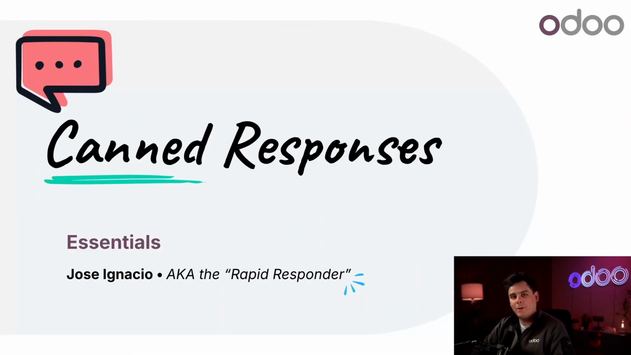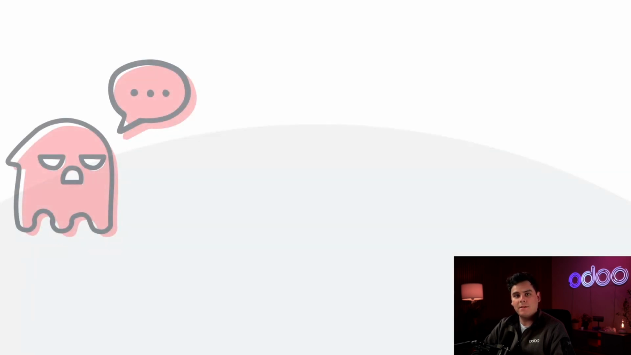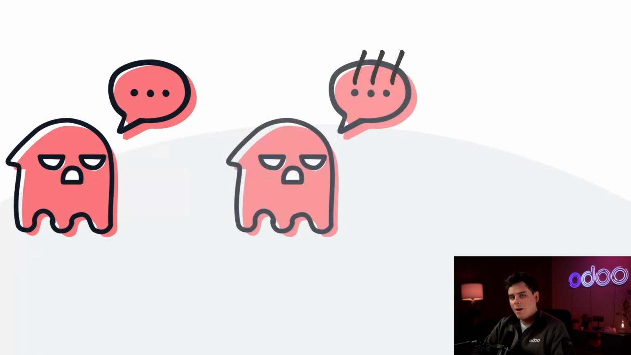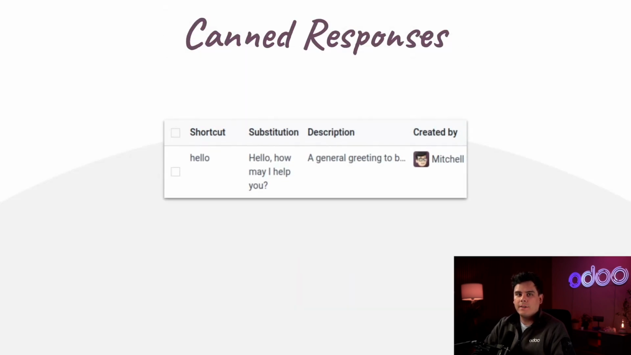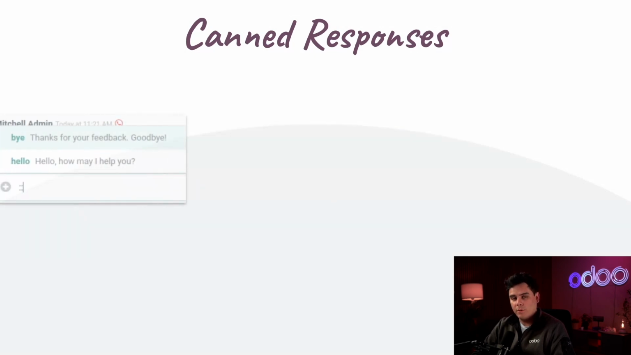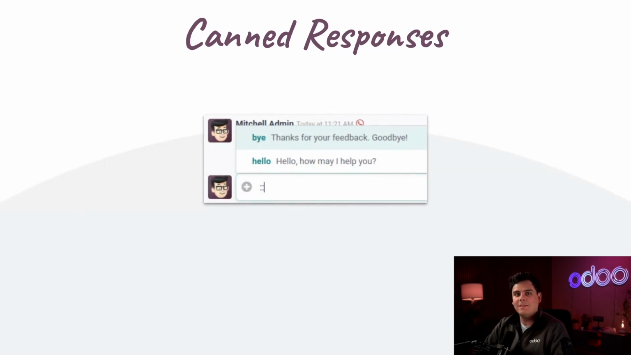Today, we're exploring how to use canned responses in Odoo to save time and maintain consistency in your customer communications. If your team frequently sends the same messages to customers or colleagues, you know how repetitive and time consuming this can be. Not to mention, inconsistent wording across your team can create confusion, which would be very bad. Canned responses solve this by allowing you to create pre-written messages that can be inserted with just a quick shortcut. This not only saves you valuable time, but ensures consistency in your communication.